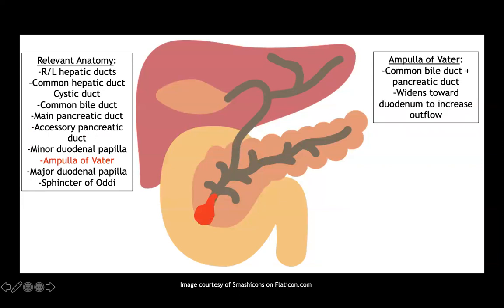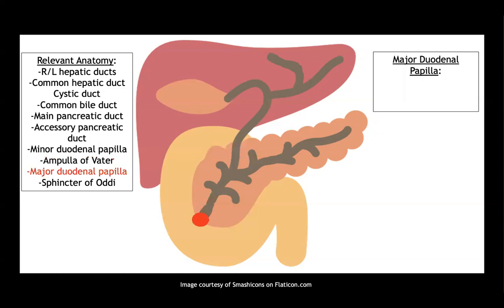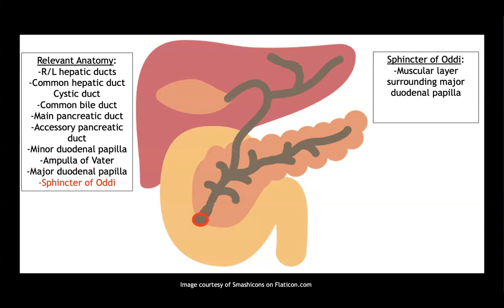And this helps to increase outflow of both pancreatic fluid and the fluid coming from the common bile duct, like bile. Here we have our major duodenal papilla, which is the region of the duodenum that drains the main pancreatic duct. And you have to remember that there's something called the sphincter of Oddi, which is a muscular layer surrounding that major duodenal papilla. And this can regulate outflow depending on whether it's constricted or relaxed.